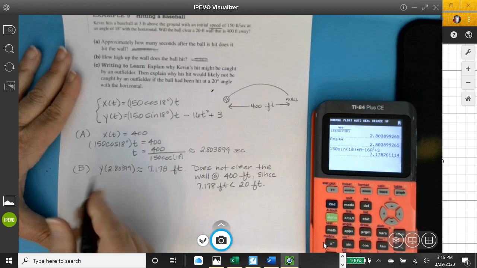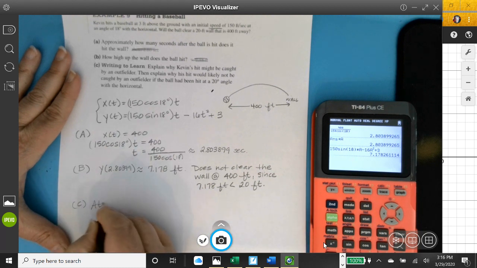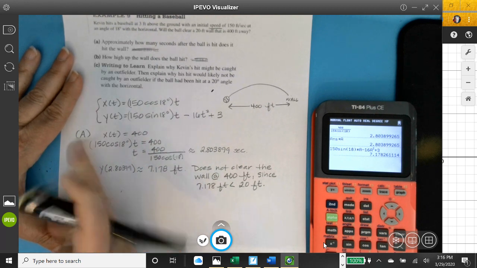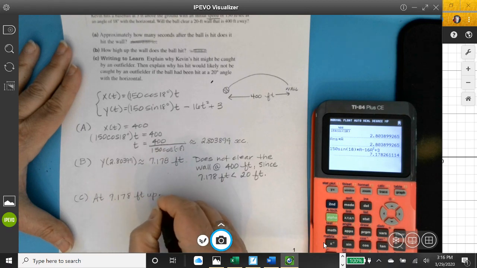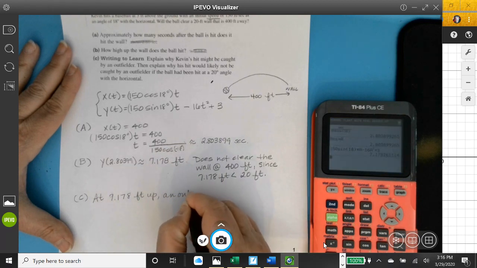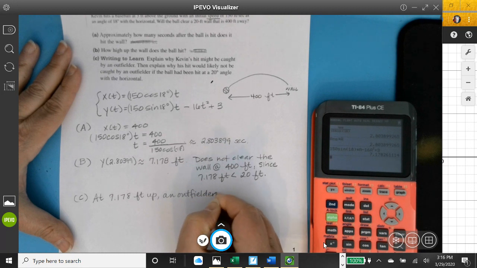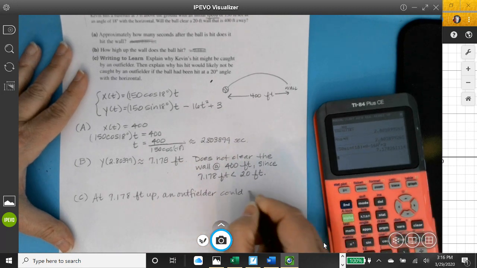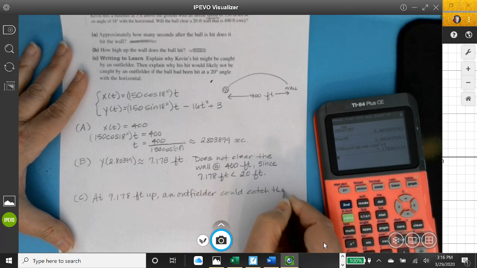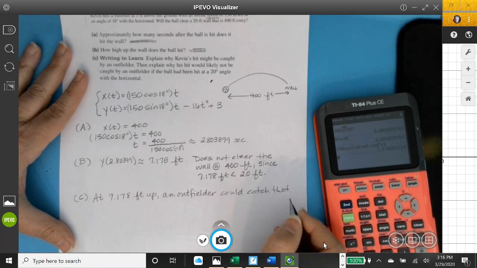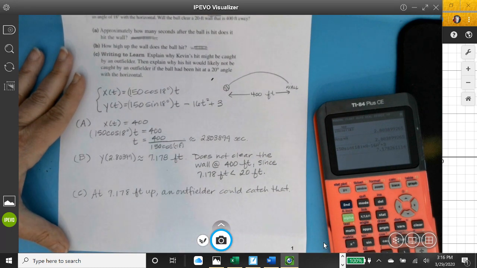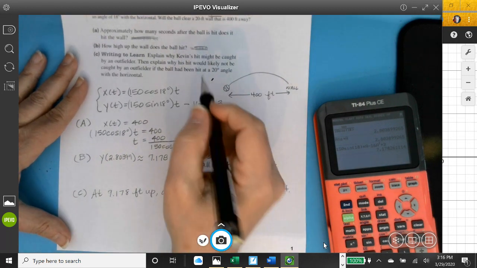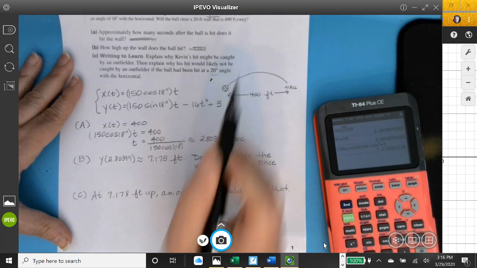But now part C is, so we're going to say at 7.718 feet up, an outfielder could catch that ball. Well, now I'm not sure I could, but I'm 5'5", so maybe I would have had trouble catching that ball. But anybody that's a little taller than me, more athletic, obviously would have been able to catch it. But now they're giving us another twist to the story and saying that it's 20 degrees.